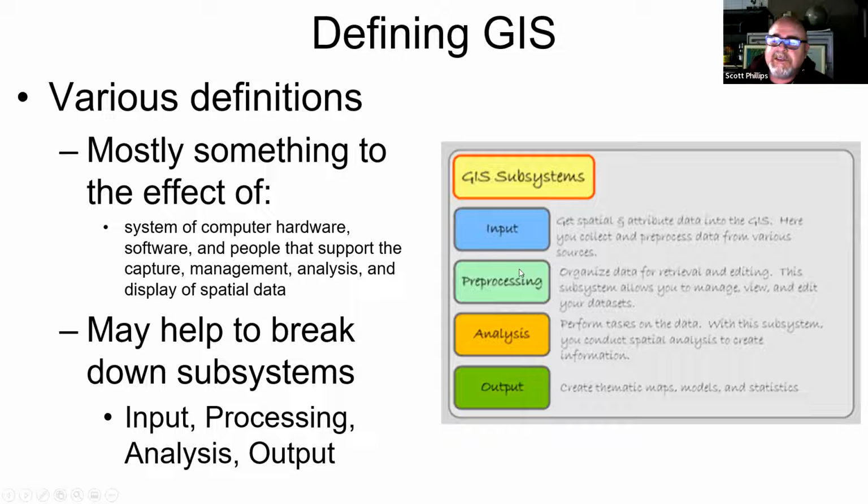Input, that's getting information into the GIS. Processing, how to manage the information and edit the information to make it usable. And then once we have the information that's usable, how do we analyze? How do we ask spatial questions using the data that we've brought into the system and that we've processed? And once we've done our analysis, how do we share our analysis? How do we have output, generate thematic maps, multimedia, online maps, and that sort of thing?